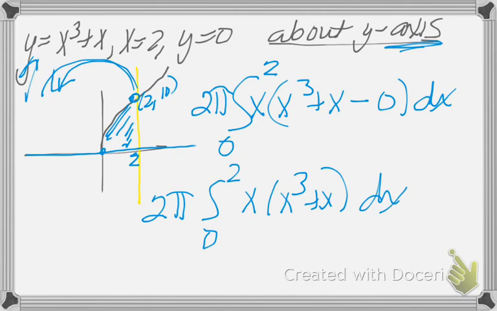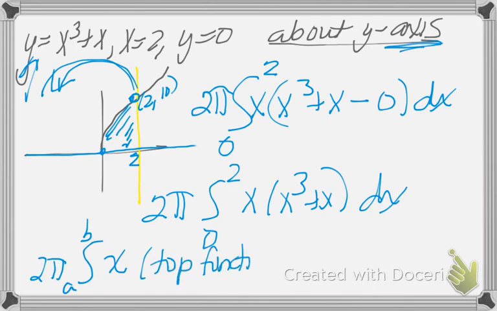Okay, so in general, it's going to be 2 pi. These are going to be your x limits from a to b. You're going to have an x, and then you're just going to have the top function, dx. Now, you might say, why don't I have to do top function minus bottom function? When they give you these problems, it's always going to be a region that's going to sit on the axes like this. So there isn't going to be a top minus bottom, because the bottom is always going to be 0. Okay, so that's the shell method.